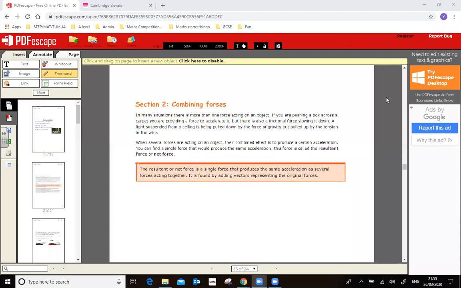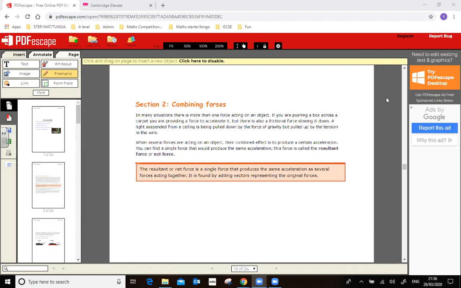Hello everyone, welcome back. Let's continue with our chapter on force and motion. So hopefully from the previous lesson, you have now understood Newton's laws, Newton's first law and Newton's second law, and you should now be able to use F equals ma to solve problems. Right, so let's move on.